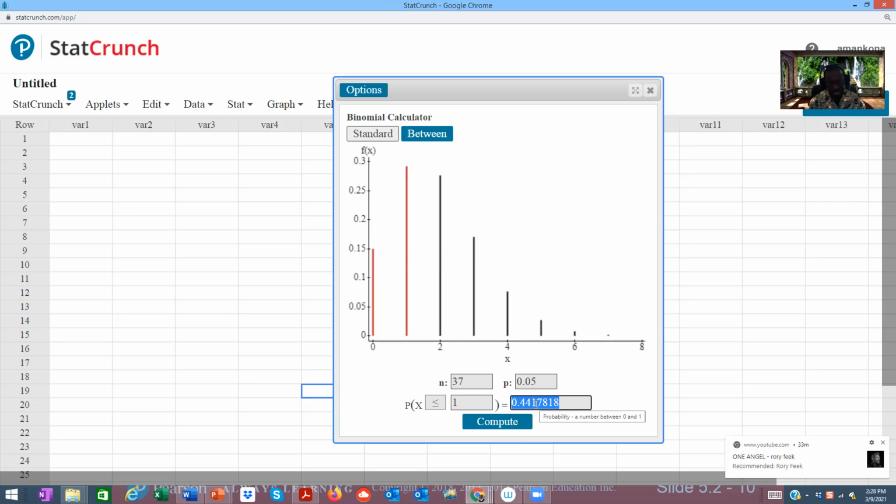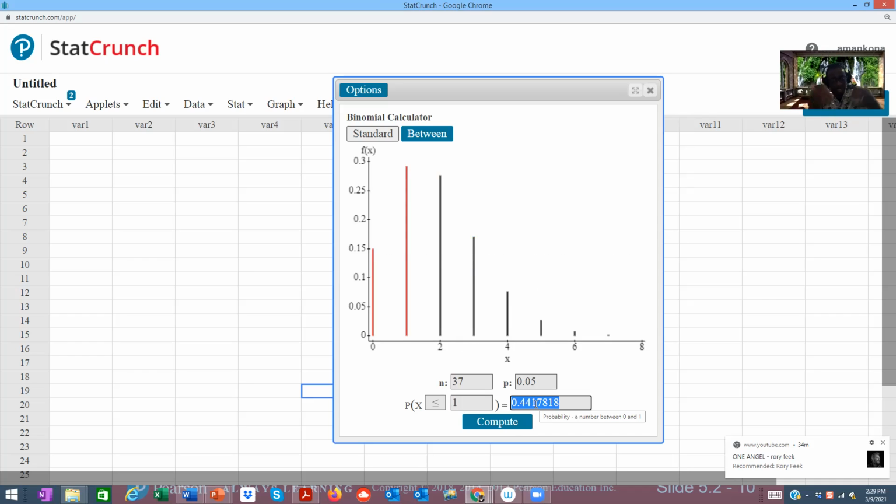Focusing on the number of defects, that is your success. A fixed number, n is 37, your p is 5%, and then your x is less than or equal to 1. That means x is equal to 0 plus x is equal to 1. That is one way to look at it.